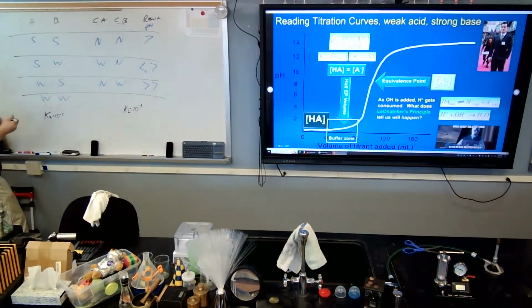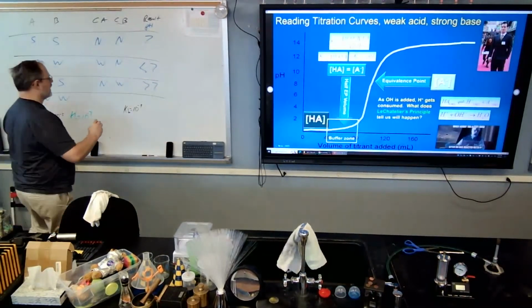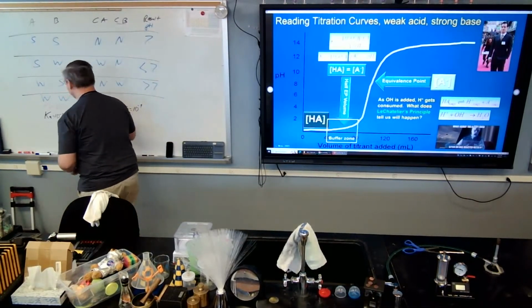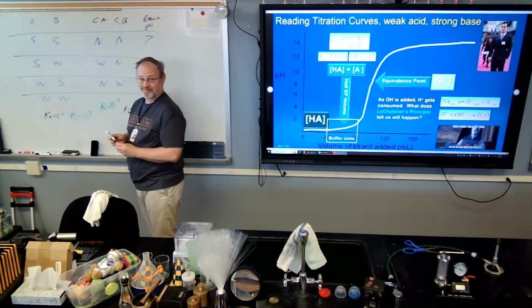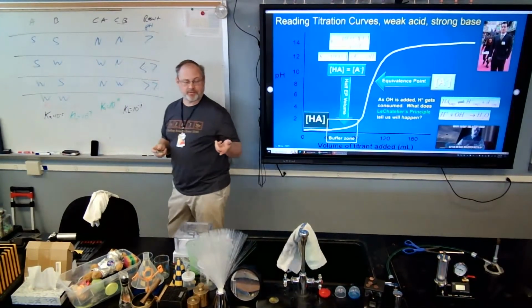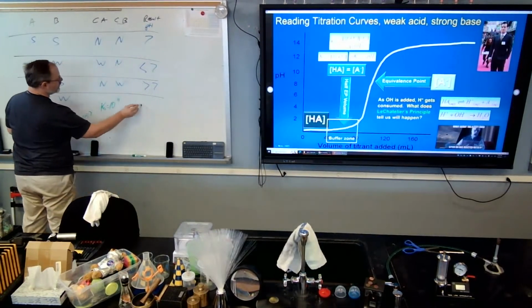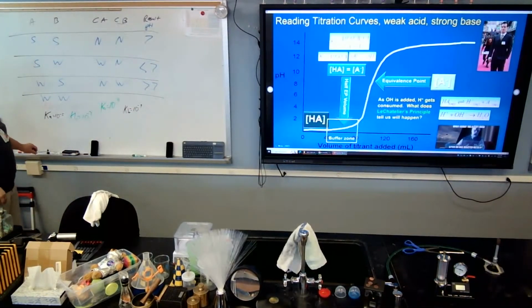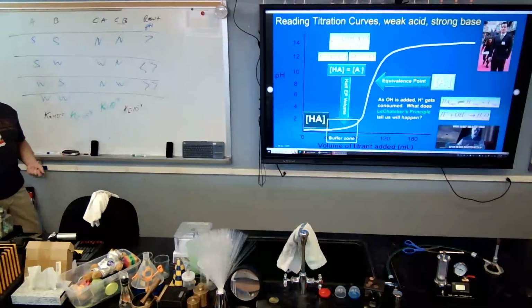If the weak base's Kb is 10 to the negative 3, then the conjugate acid's Ka is 10 to the negative 11. So you asked, is it going to be the same as strong? No, because you have to look at what's left over. Which of these is bigger, the Ka or the Kb? Kb. So then the pH in this case, bigger than 7 or smaller than 7?